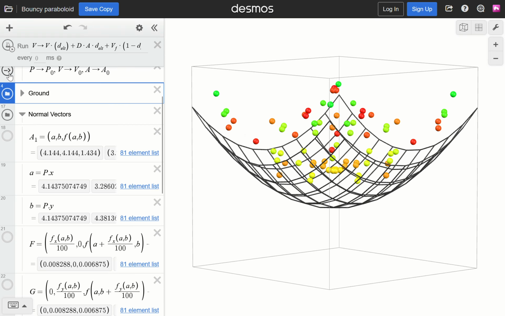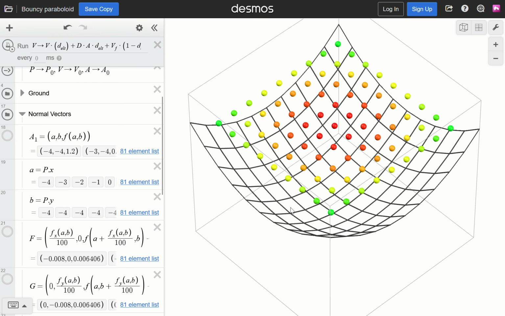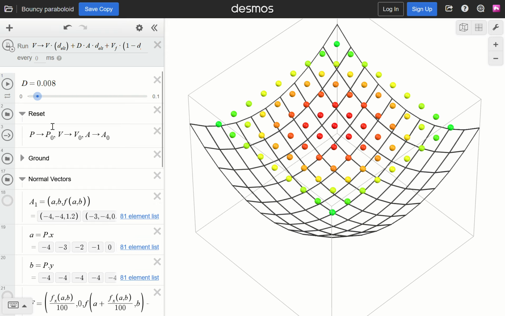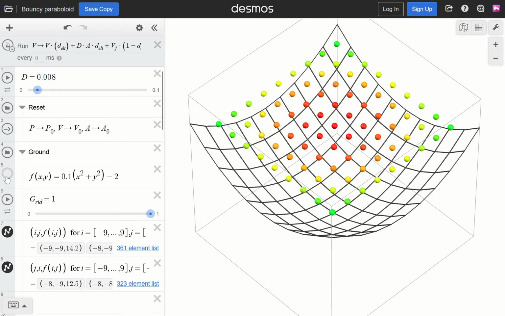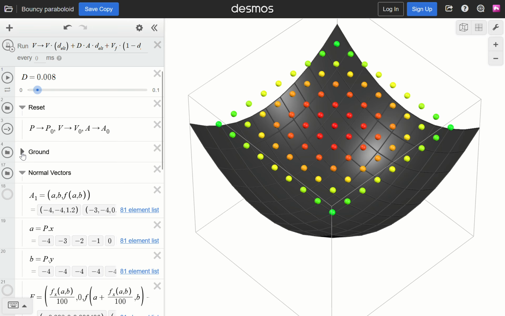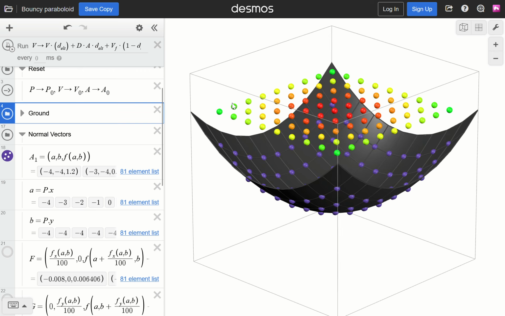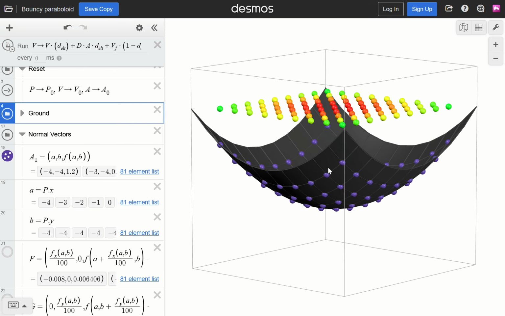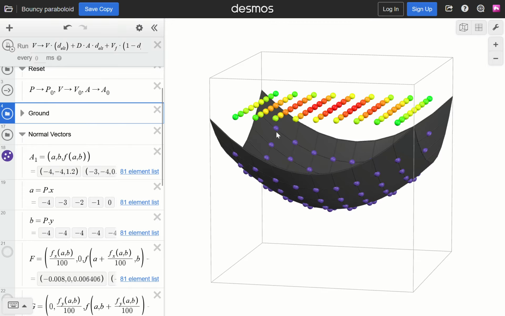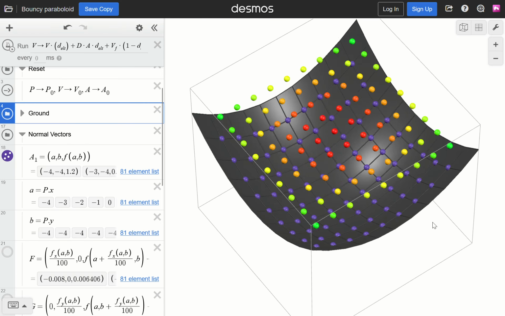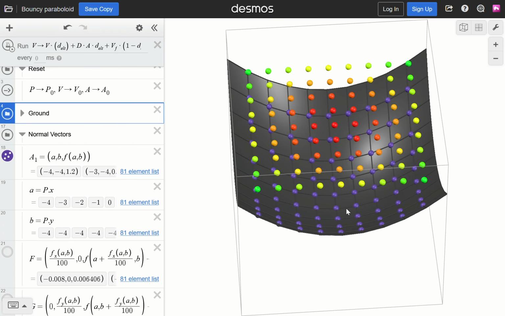So let's pause my simulation to explain exactly what I mean. At each of these points, and we're going to turn the surface back on now, I can think about a shadow on the surface. All my colored points will project a shadow, which is represented by the purple points on this black surface.